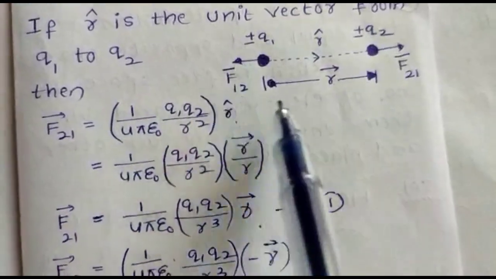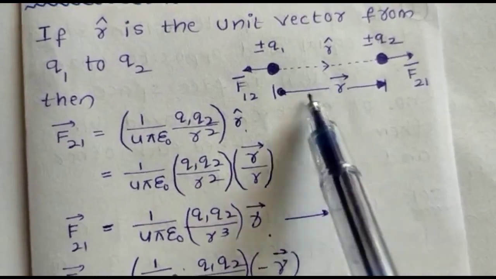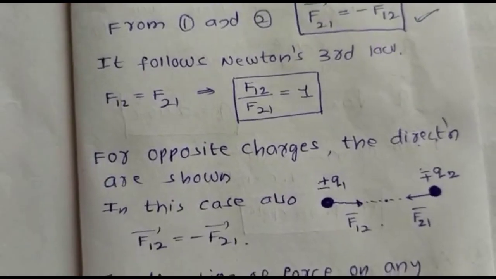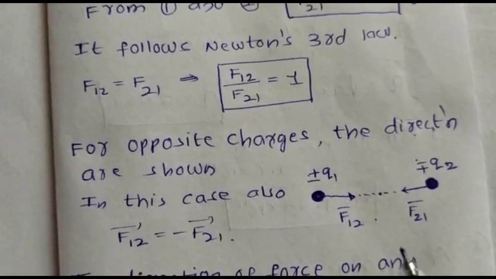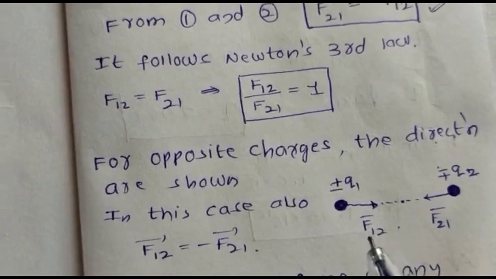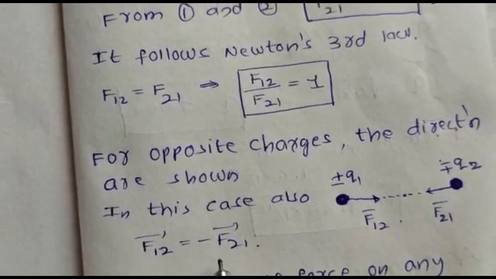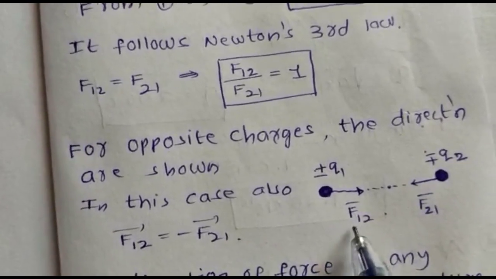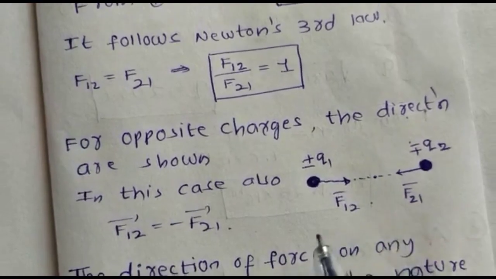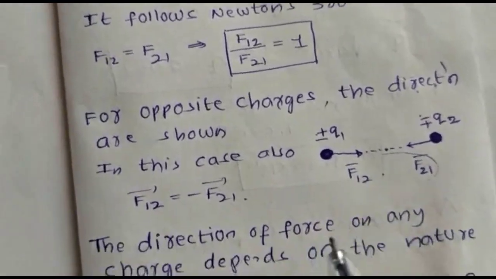Therefore, for similar charges, the electric force between them is always repulsive. Repulsive means away from each other, and attraction means the two forces must be directed towards each other. One more point is that in this case also both are equal in magnitude but opposite in direction. You see F12 bar acting towards the second charge and F21 bar is acting towards the first charge. Both are equal in magnitude but opposite in direction.